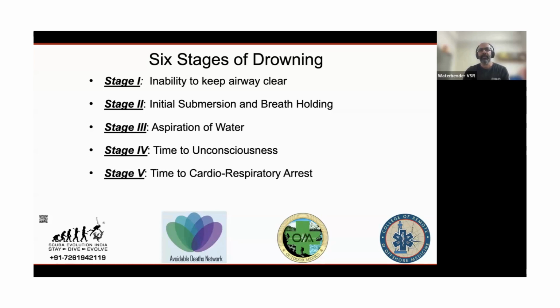So this leads again to time to cardio and respiratory arrest, which basically is following from the time to unconsciousness. Unconsciousness doesn't necessarily mean cardiorespiratory arrest. So generally, if you get somebody out of the water from any of these stages, there is a chance to revive the patient. However, we also know that water temperature plays a huge role in resuscitation and recovery for a patient, primarily because colder water tends to act like a freezer and kind of does.